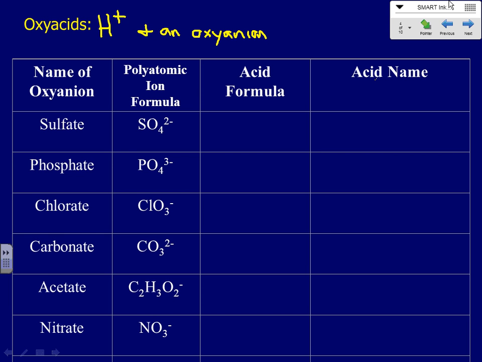So what I'm going to show you how to do right now is how to change the formula of the ion into the formula of the acid, and then I'm going to tell you the name of the acid. So you can build that little list, and then we'll complete it in a moment.